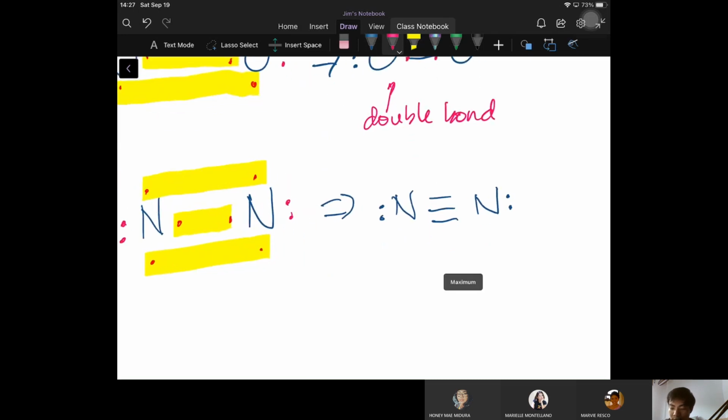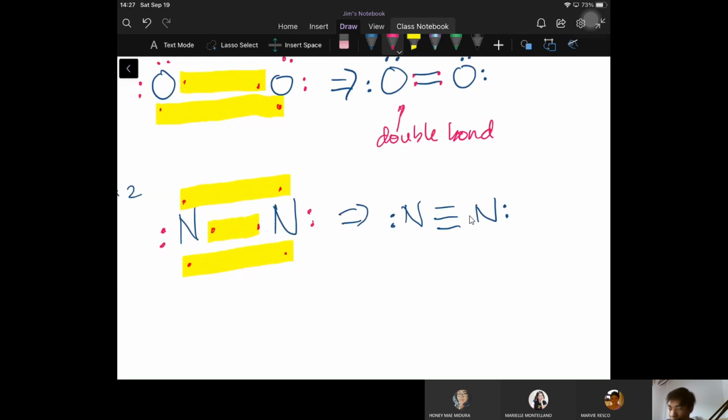Okay, so if we have 3 lines between atoms, we call this the triple bond, no? So, triple bond, again, at each bond, no, isa, dalawa, tatlo, sa kada bond na yan, may dalawang electron. So, how many electrons are there in a triple bond? 6, no? So, tig-dalawa kada linya. Okay, so yan yung tig-isang electrons.